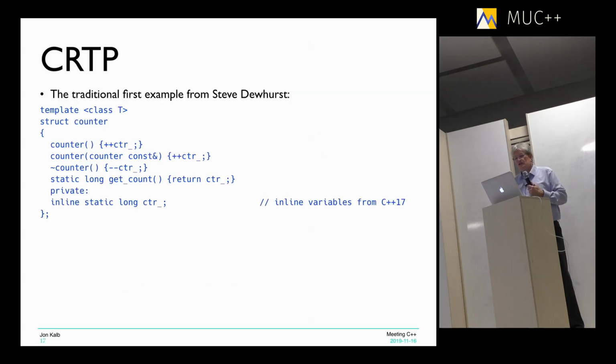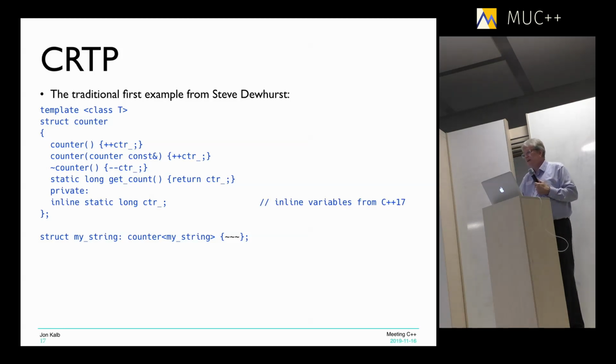Here is what Steve Dewhurst considers the traditional first example. So what we have here is a base class that keeps account of all the objects of this type in existence. Okay? Notice there's a private inline static long that is my counter. And because we're taking advantage of this from C++17, we don't actually have to provide a definition for this. The compiler is just going to provide this for us. And now what we can do is derive. I have my string derive from counter of my string. And that's all I have to do.